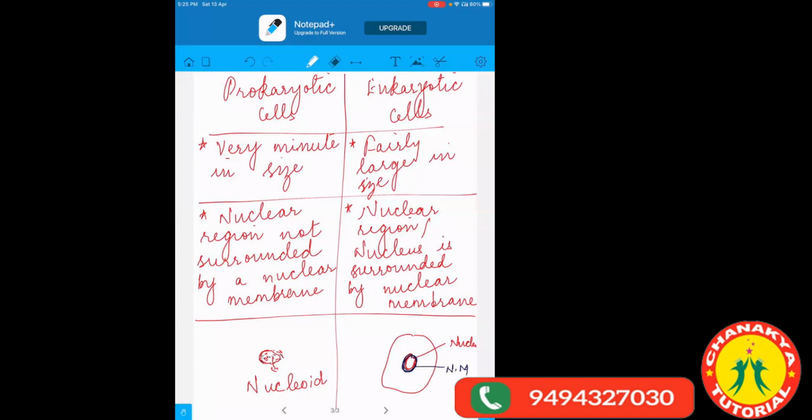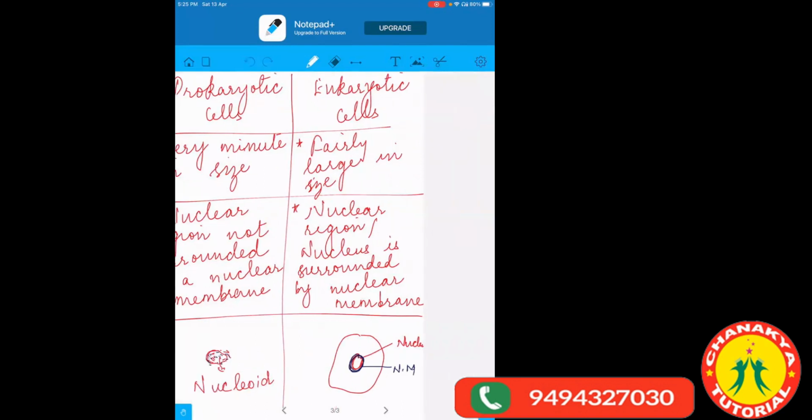Whereas in prokaryotes, they will not have the nucleus, but instead they will have a small, tiny, particle-like structure called the nucleoid. Whereas in the eukaryotic cells, what do they have? They have the nucleus, and this nucleus is surrounded by the nuclear membrane.